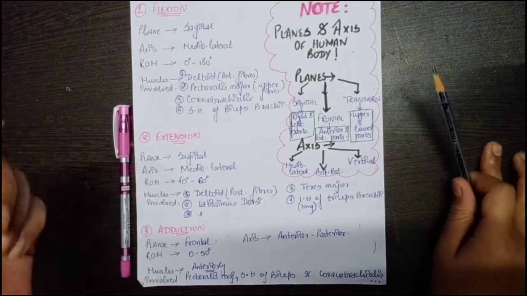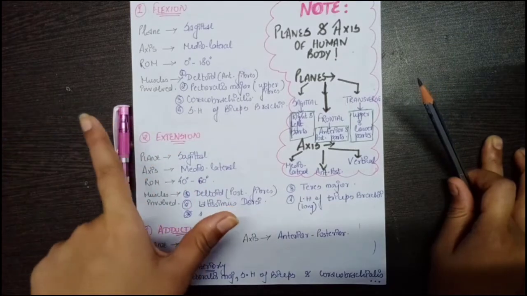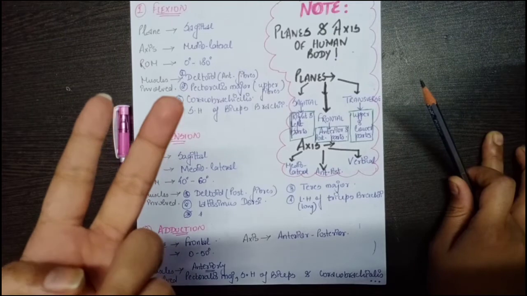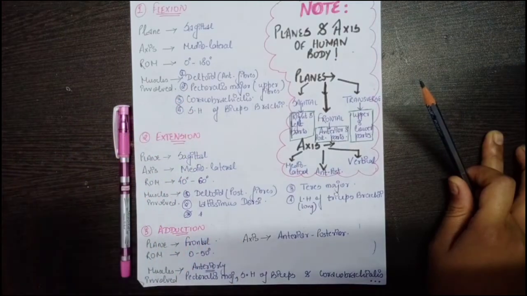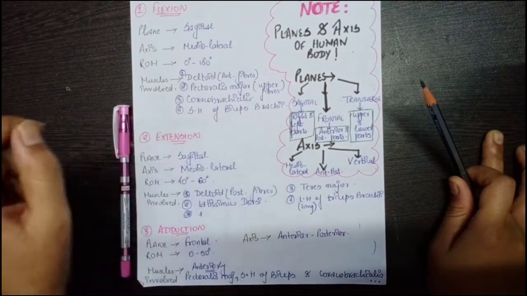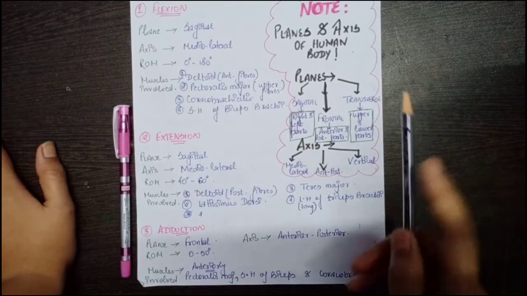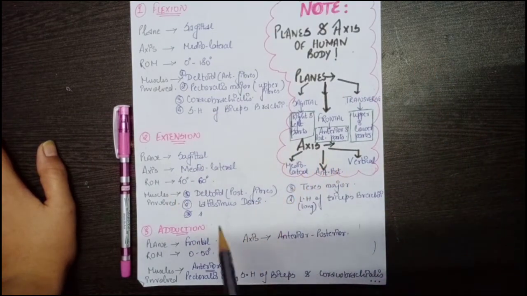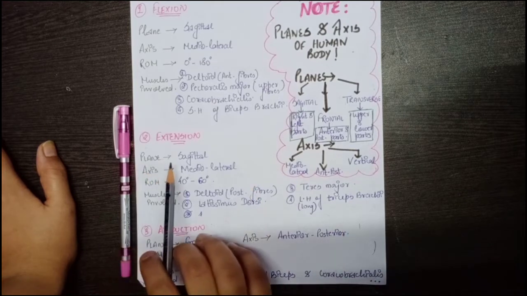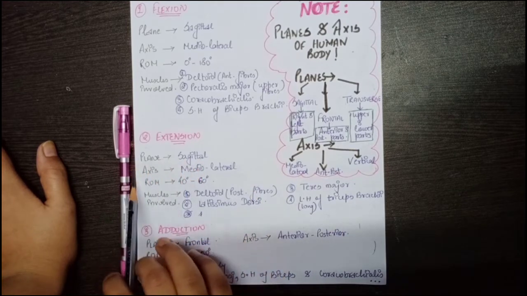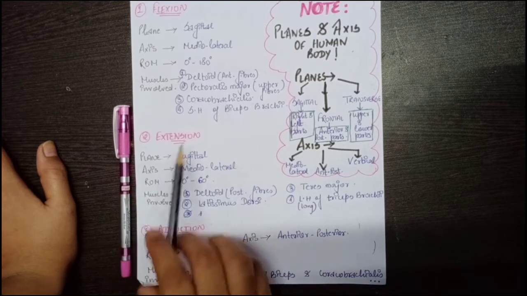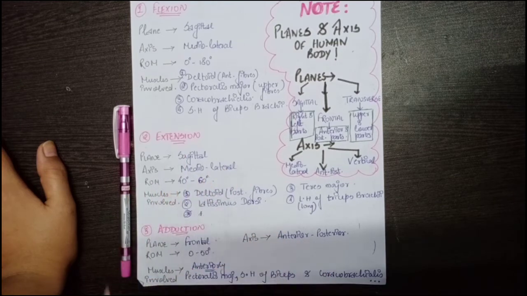See, when we talk about flexion and extension, these two movements occur in the same plane. Abduction occurs along with adduction in the same plane. Then you have medial and lateral rotation that occur in the same plane. So they are like a pair of movements that occur in the same plane and same axis. So the plane for extension is sagittal. Axis would be the mediolateral axis. The range of motion of extension is 40 degree to 60 degree.